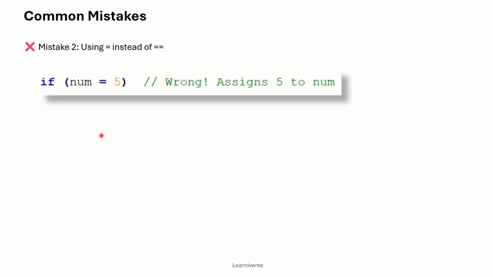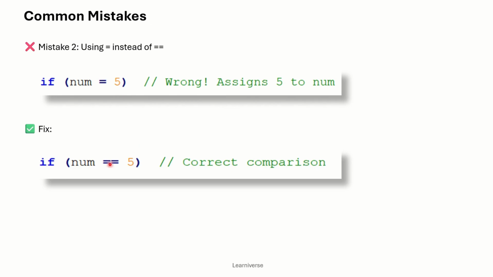Now the second mistake could be using the assignment operator instead of equal to. So this will be wrong, because when you say num equal to 5, the number will be 5 and it is a non-zero value and the condition will always be true. Here we are not comparing it, but here we are actually comparing it. So this is how we can fix it.